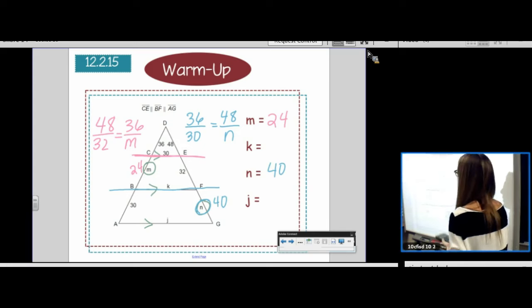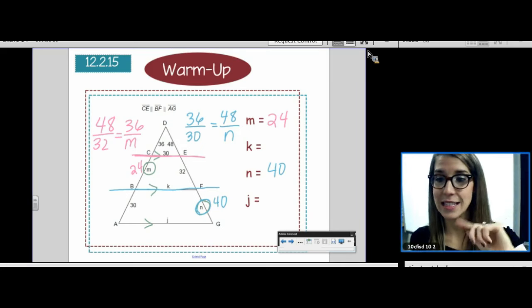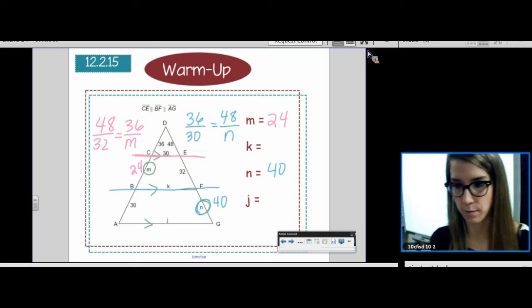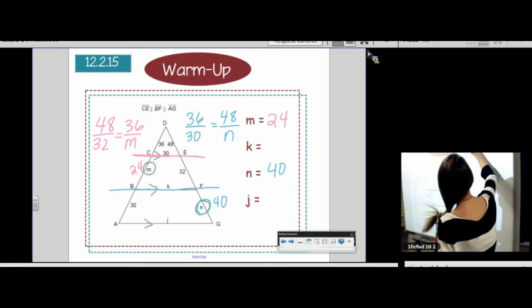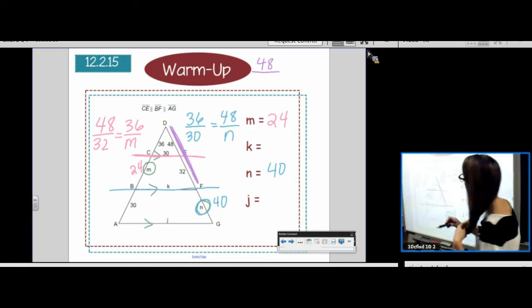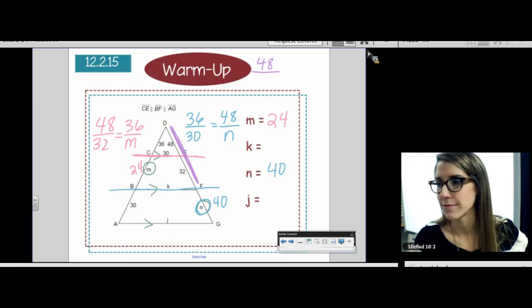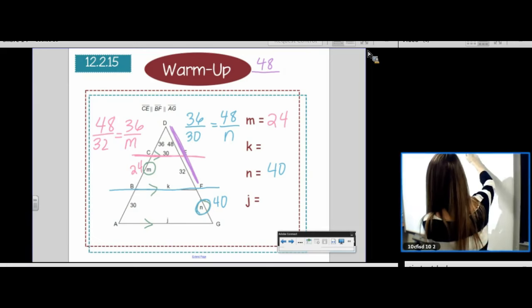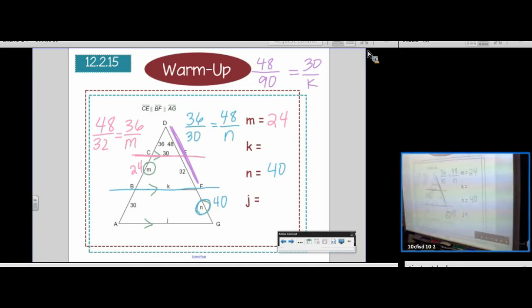Okay, now for the ones that are a little bit trickier. No, you cannot say 48 is to 32 as 30 is to K. No, you may not say that because those are not part of the triangle proportionality theorem. Okay, so we are going to instead do 48 is to, we need this whole side. We're going to compare 48 to that whole side. How much is that whole side? All right, 48 is to 90 as 30 is to K. I hope everyone's okay with that. If not, you need to ask me.